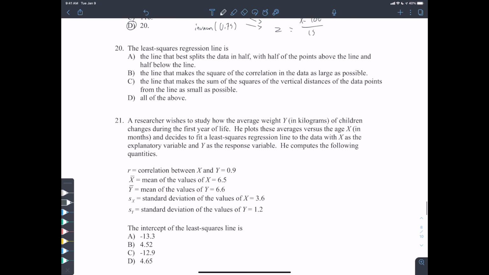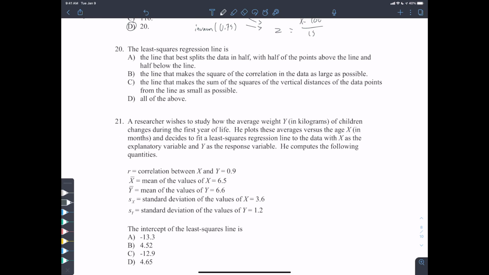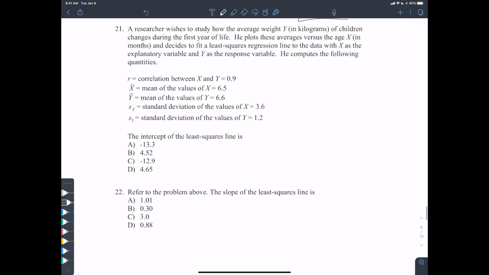20. Least squares regression line is, so your least squares regression line is going to be the line, so the sum of the vertical distances. So your vertical distances, it's C. Like I don't even need to explain this. If you don't know how to do this, you can probably look it up somewhere else and be a better explanation than I can do it.